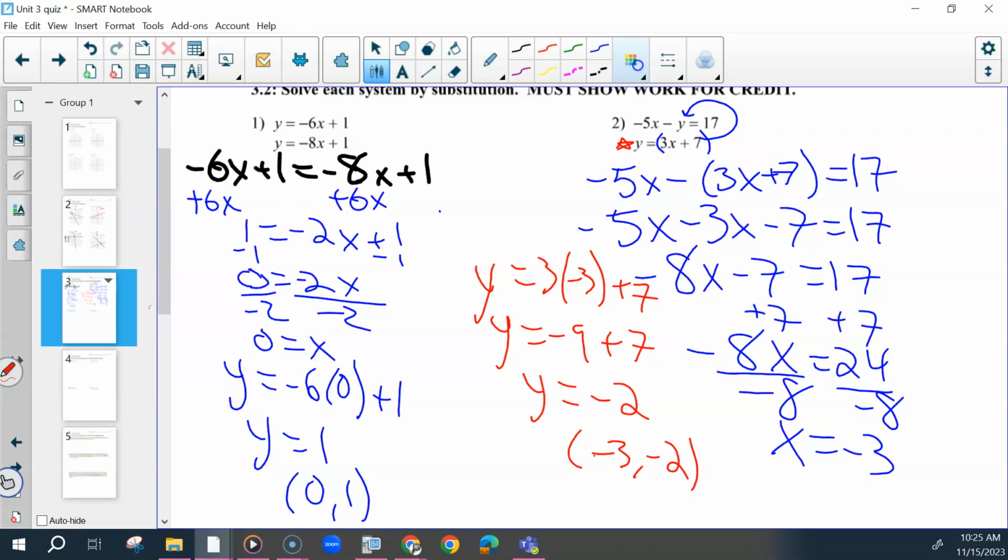Do you have questions on that one? The main thing, remember, if you are substituting, you're taking the equation and putting it into another one, solving, getting that answer, putting it back, and solving. Substitute, solve, substitute, solve.